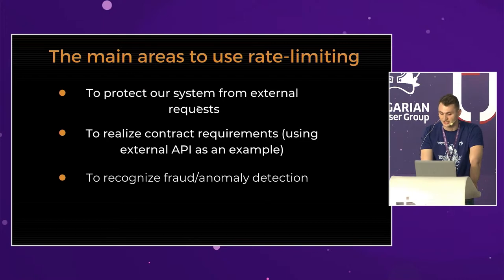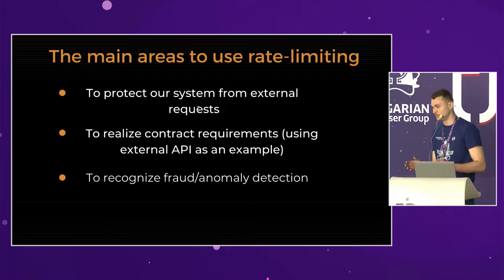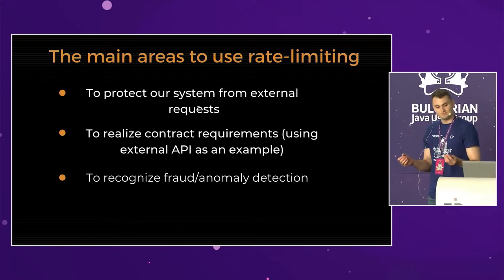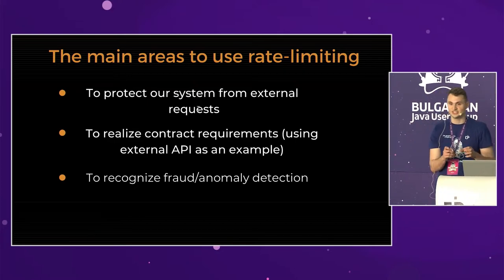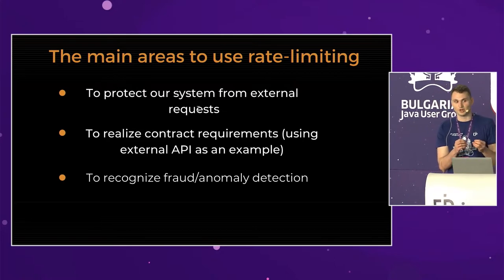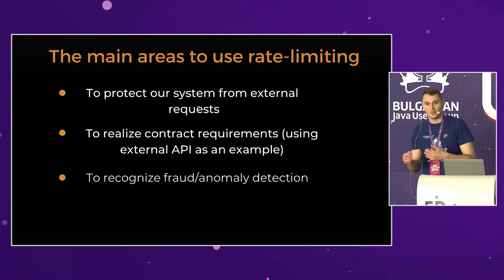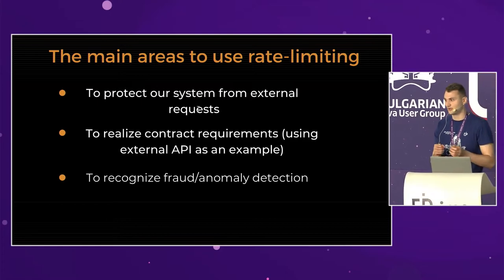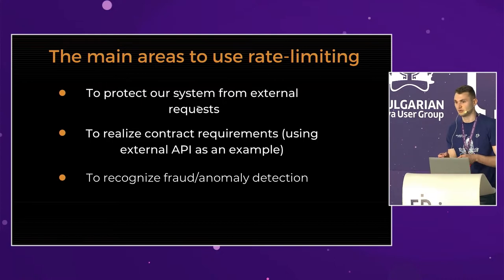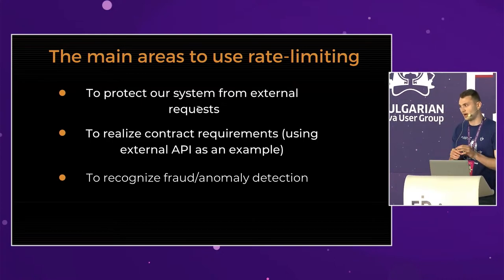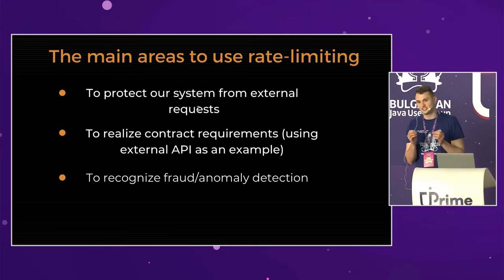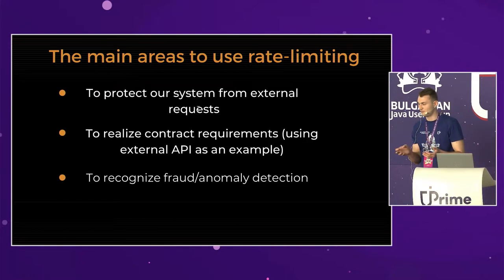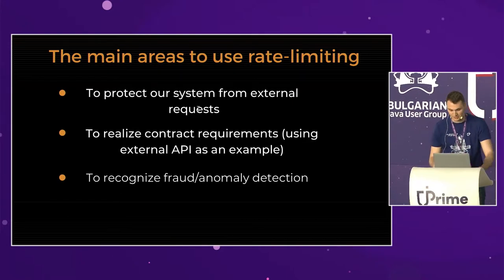So that was the second point, to realize contract requirements. The third point is to recognize fraud and anomaly detection. So, imagine we have a forum, and at some time we need to recognize some person who published more than, I don't know, 100 messages per 1 hour, and you need to find this user and do something. And based on a limiter, it's possible to do that. And when I say forum, I don't mean something like Reddit, because in Reddit they have a rule: not more often than publishing one message per 5 minutes in each thread. It's another type of forum.